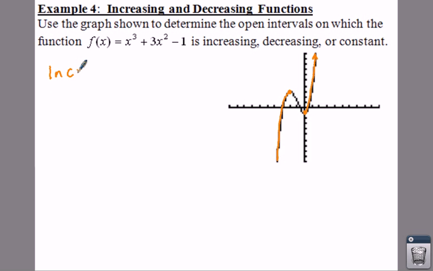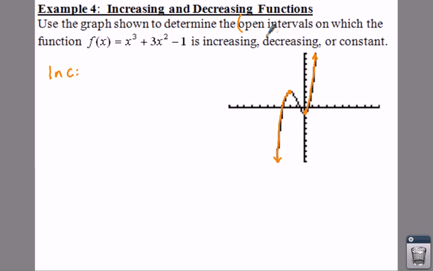So you're increasing intervals. Now, it's talking about open intervals. That means you don't put brackets around your numbers, because this graph keeps going down all the way to the left, or all the way down to negative infinity. But if we're talking about open intervals, you use parentheses. Let's not circle that. How about we put this in parentheses?